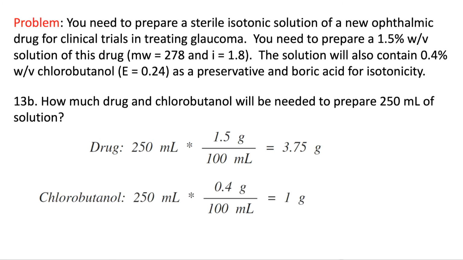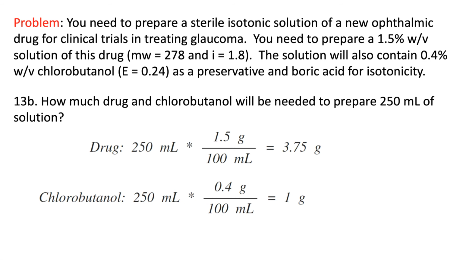Let's do the same thing for the chlorbutanol. We're starting with 250 milliliters, and we were told its concentration was 0.4% weight per volume, 0.4 grams per 100 mils. Mils cancel, do the math, and we would get 1 gram. So we have now calculated the weights of our active ingredients.